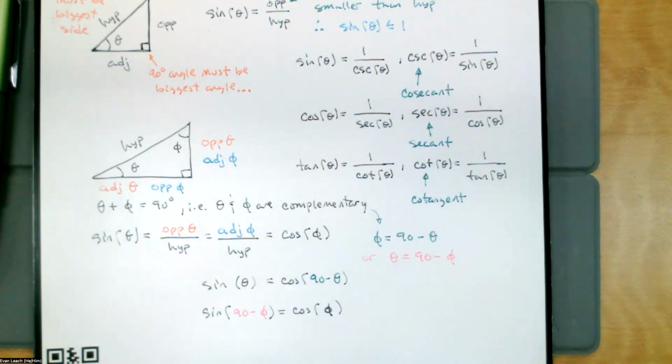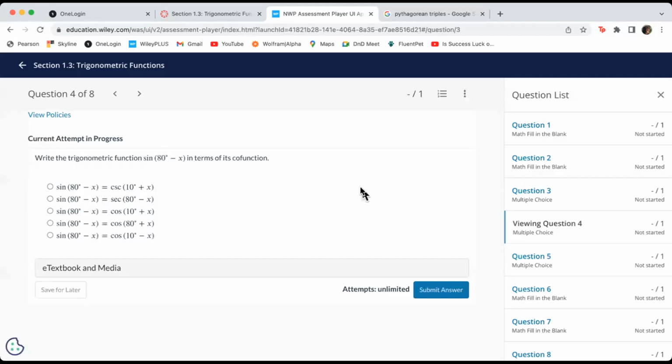So in the problem, we want to write the trig function in terms of its cofunction. So sine and cosine are cofunctions. We just got to figure out which of these two angles add up to 90 degrees. Which of these two angles are complementary?